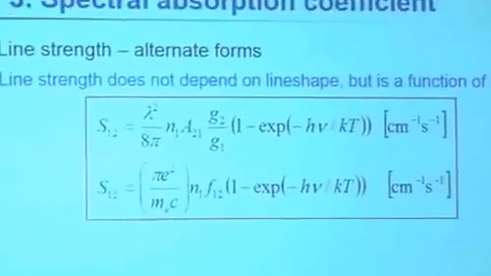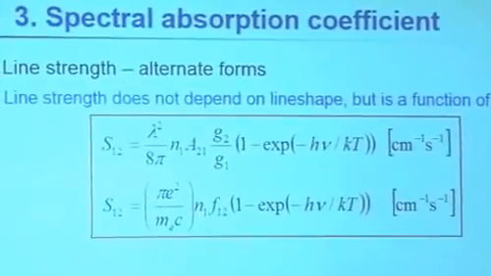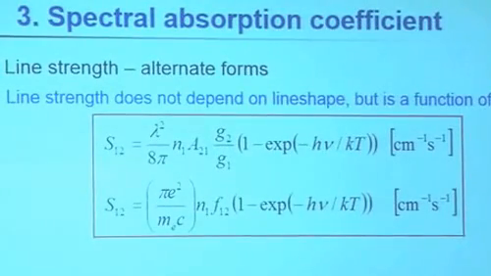Now, unfortunately or fortunately, there's a lot of units here. So the line strength has got different units. The way I just did it, it has units of centimeters minus 1 per second. But it can also be written in terms of the A coefficient.